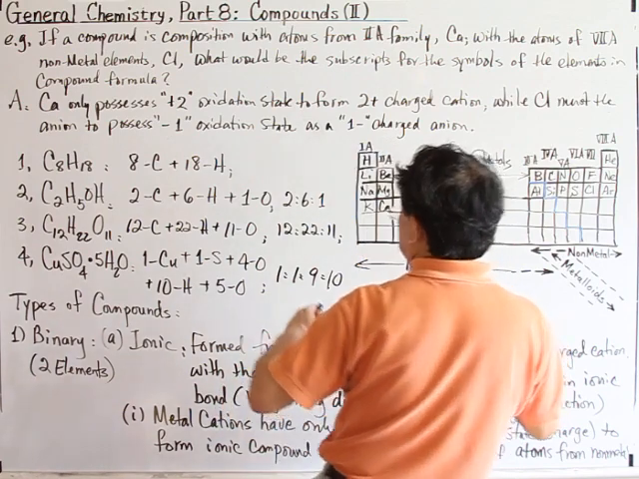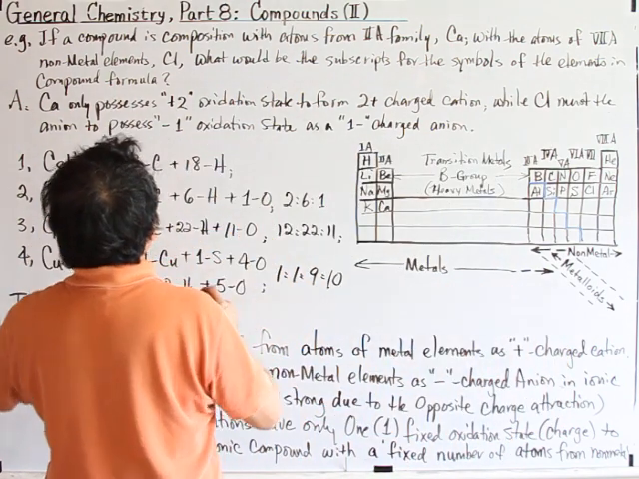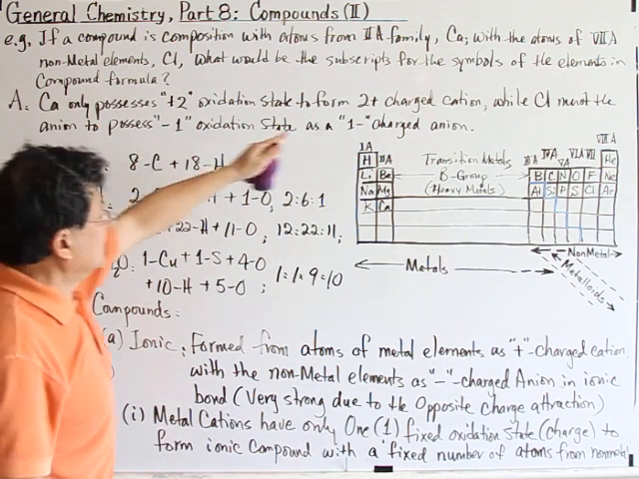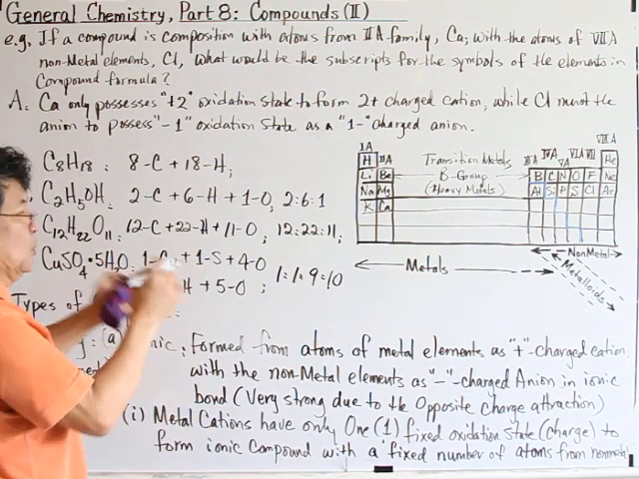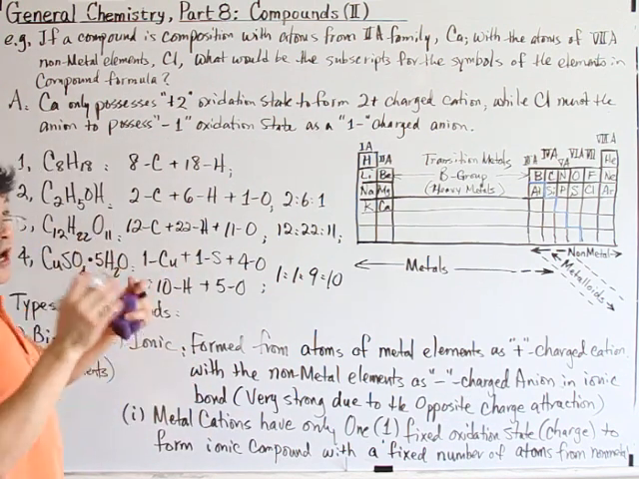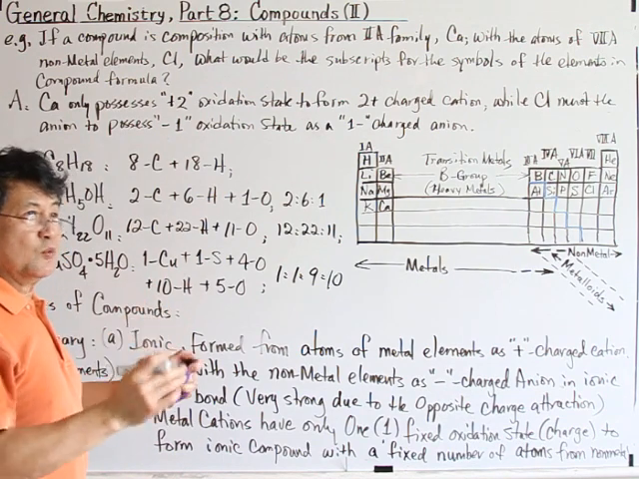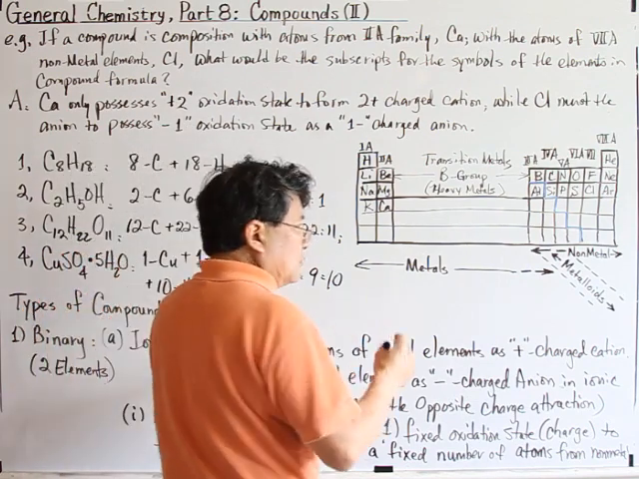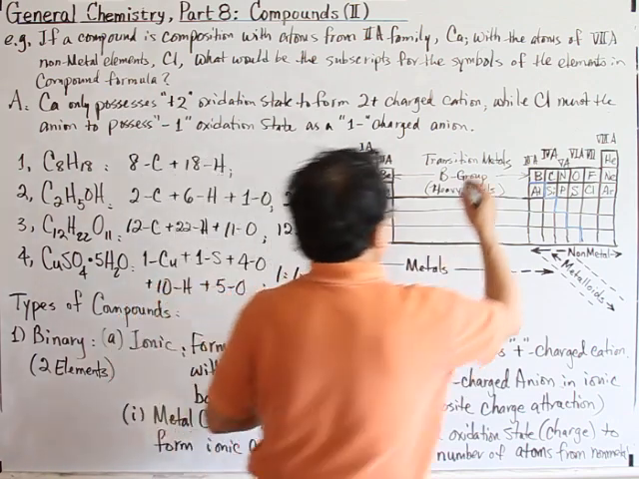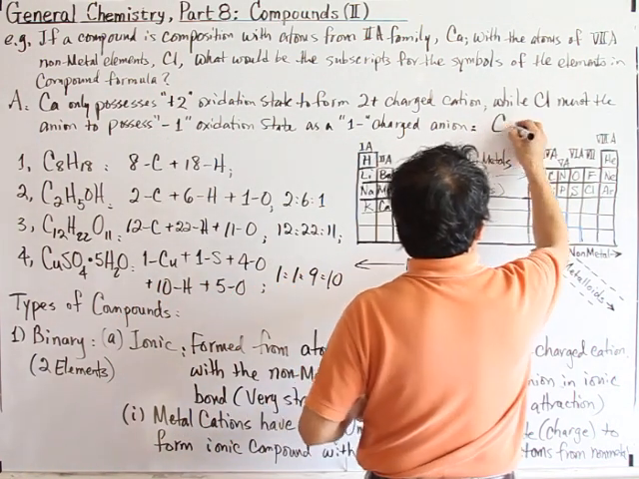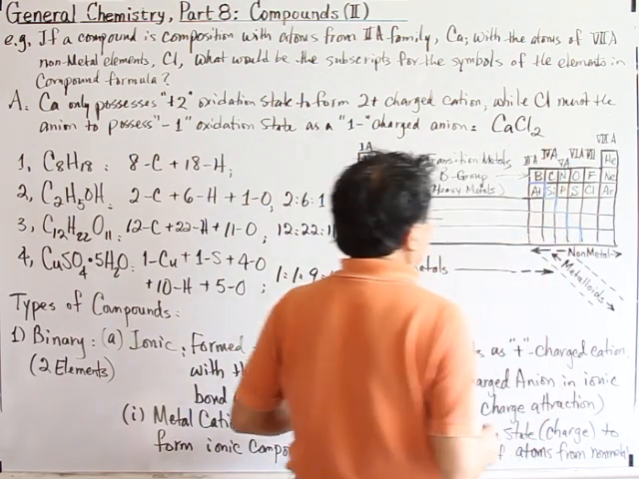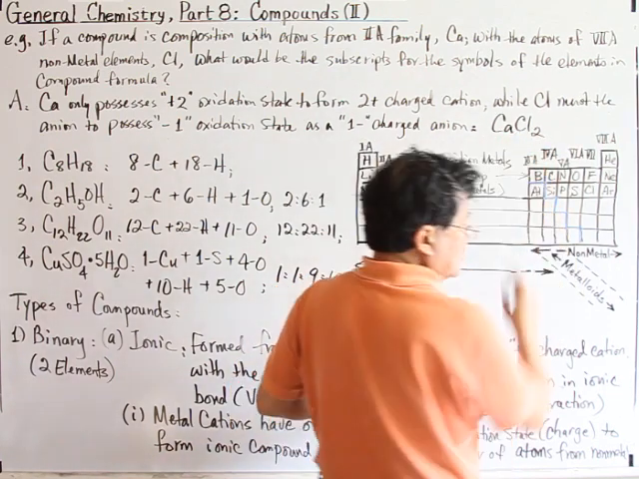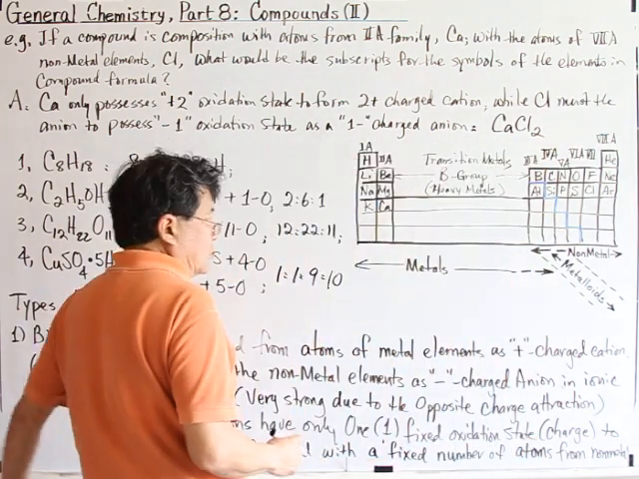Now, charge balance. In order to achieve a neutral status, the +2 that one calcium provides has to be balanced by 2-. But each chlorine can only offer 1-, so we have to have 2 chlorine atoms combined with 1 calcium atom to make a neutral compound. So the answer would be CaCl2, with a subscript, not in front of the chlorine, because if it is in front, that 2 belongs to the calcium. This time it belongs to the chlorine as a subscript.